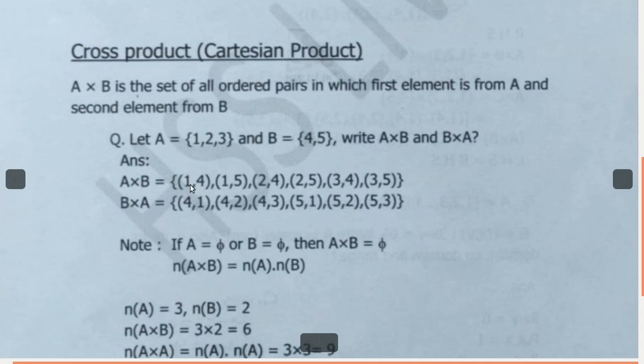Here the ordered pair (1, 4): x is 1, y is 4. But here x is 4, y is 1. So (1, 4) and (4, 1) are entirely different. They are not the same.